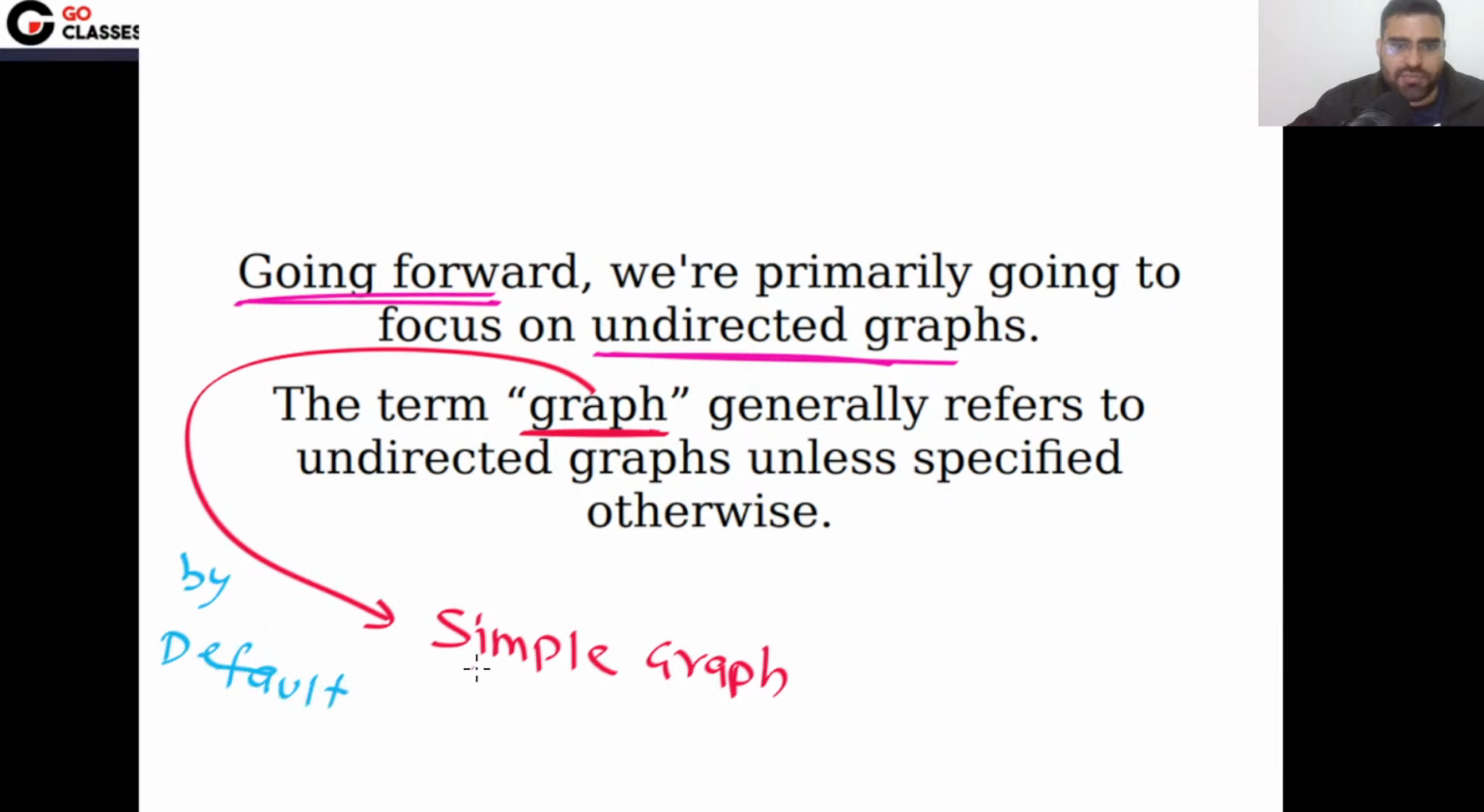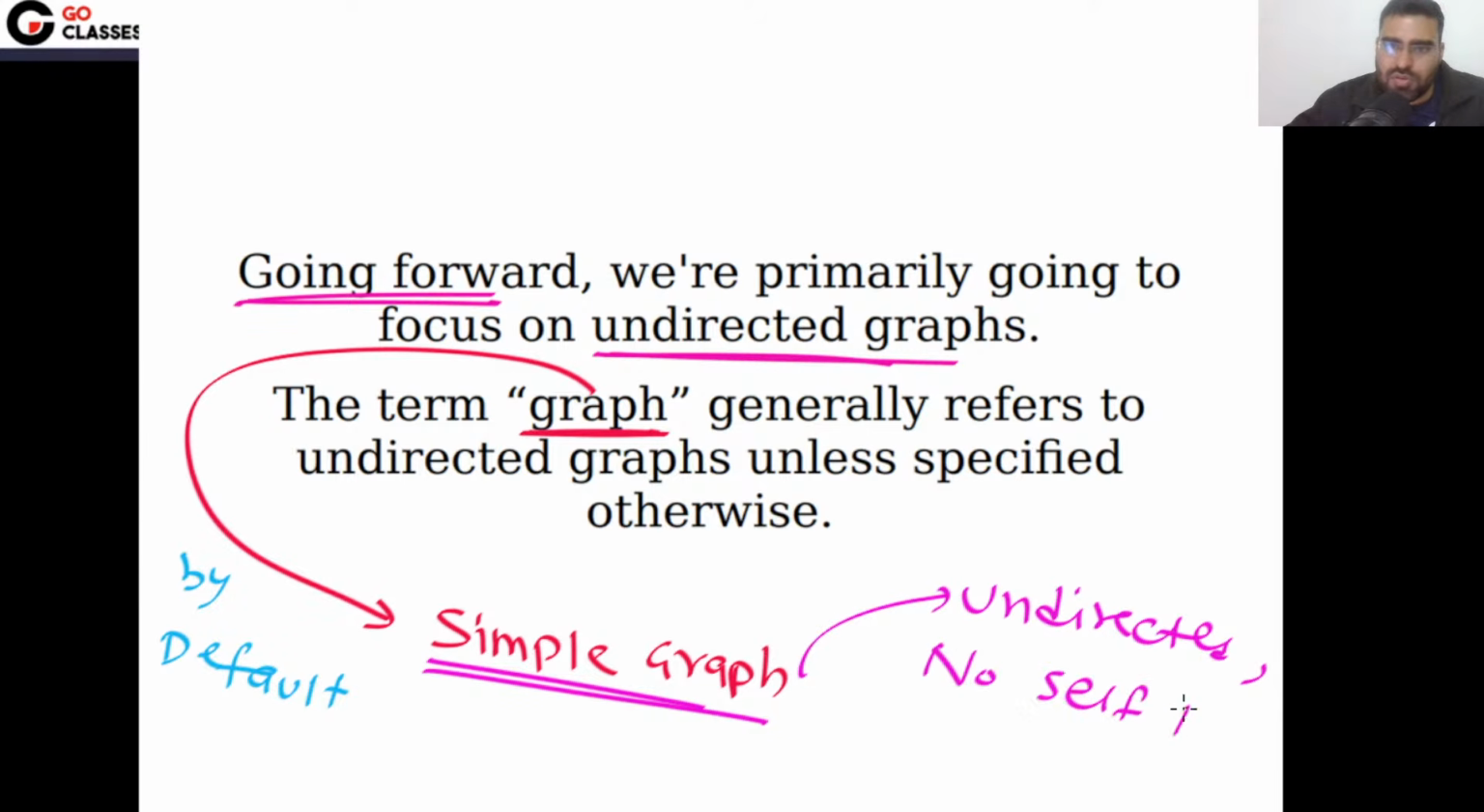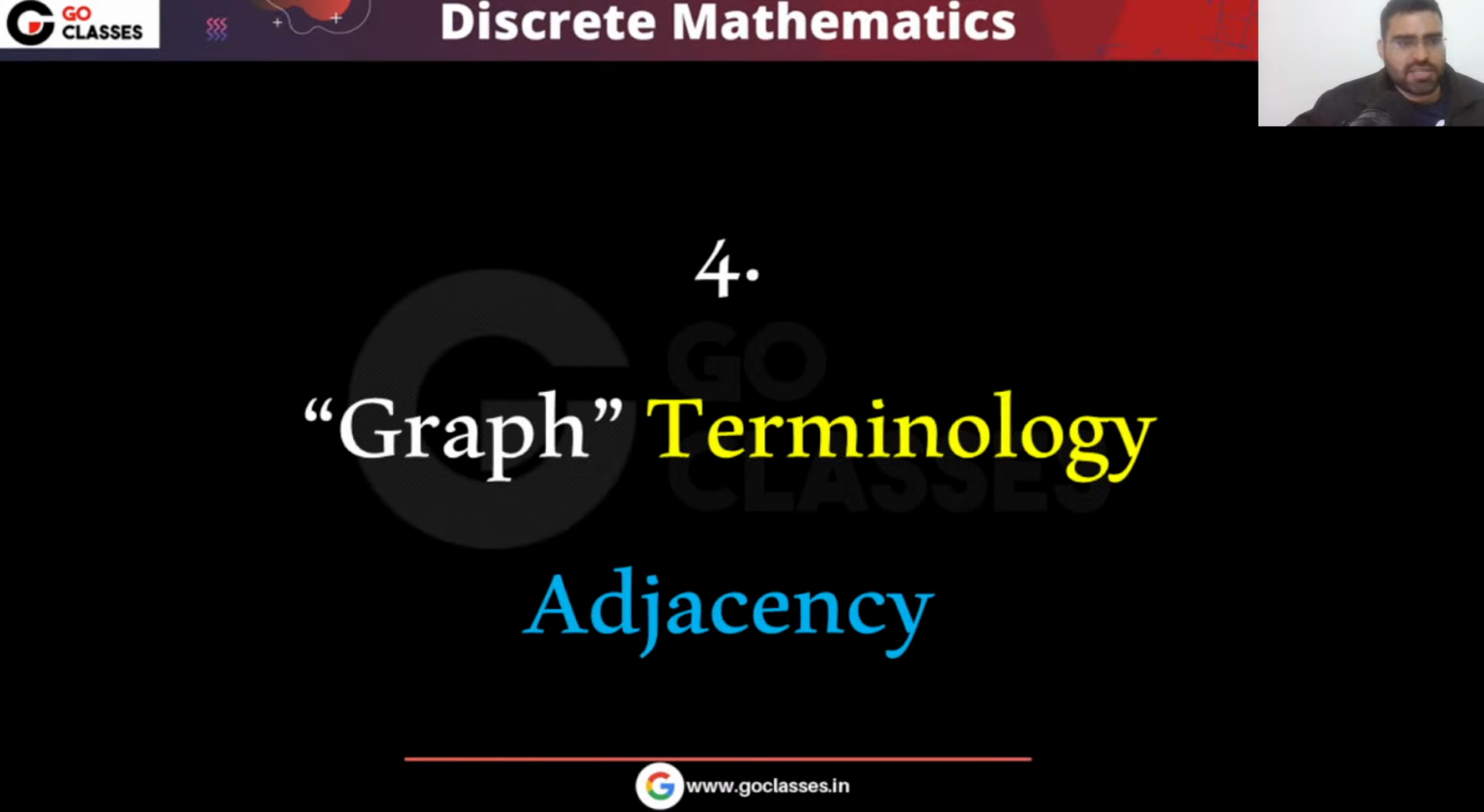Okay, so by default, it simply means simple graph. Simple graph means undirected. Remember, simple graph means undirected, no self loops, no multi-edges. Okay, now let's move on. Now let's see graph terminology.